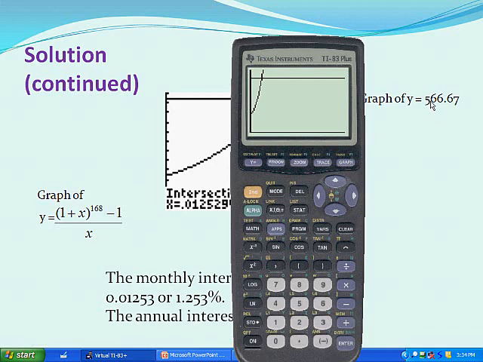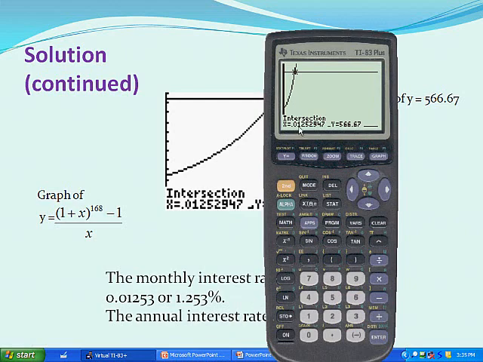I want to find out where these two sides are equal, where these functions are equal. So I need to go to the intersection of the two curves. Number 5, if you press enter 3 times, it will calculate the intersection point. So the x value is going to be 0.01252947, which is what you are getting here in this graph.